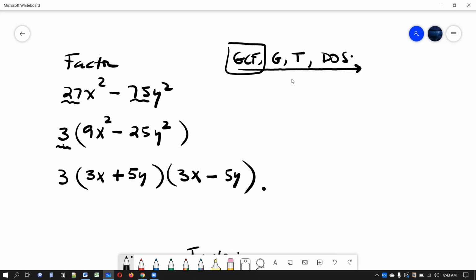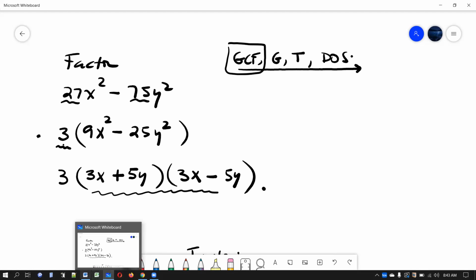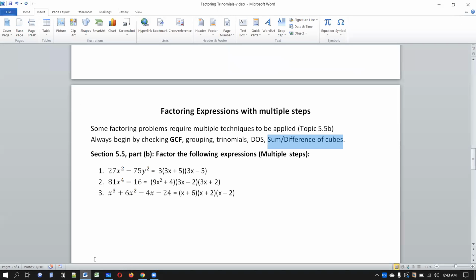And notice 3x times 3x is 9x squared, 5y times 5y is 25y squared. So in this case, we didn't stop here. We had to go one extra level and factor the parentheses fully to get the correct answer. Okay, so with these techniques, you have to be careful because the tendency sometimes is to stop factoring, but more may be necessary. So you have to be attentive in those cases.